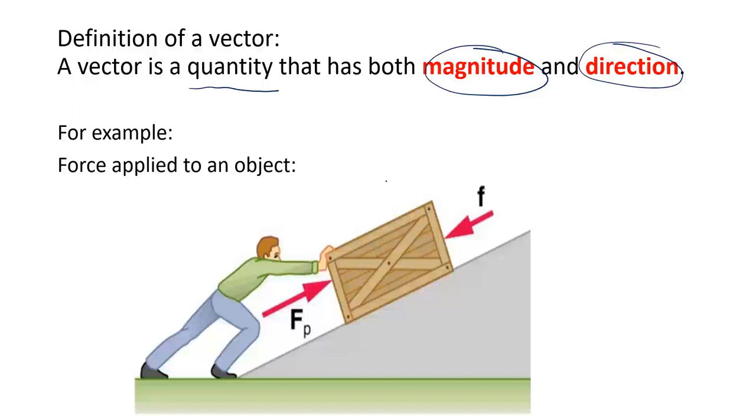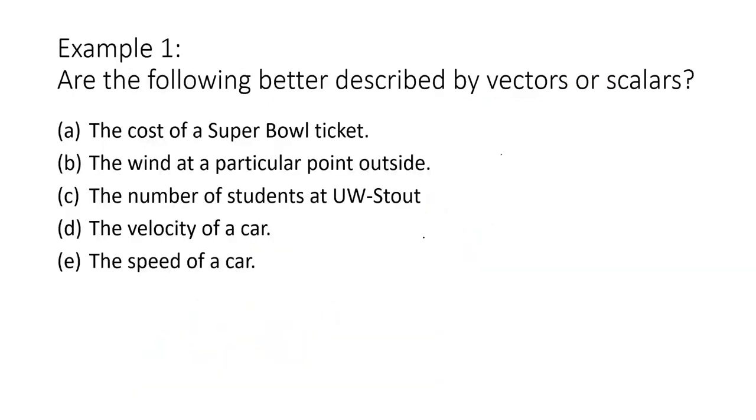For example, like the force this man applies to the box, it has a magnitude, right? How strong the force is. It also has a direction, right? The force the man applies is going up to the right corner. So the force is a vector. If you have taken some physics class, you may have known about vectors already as well.